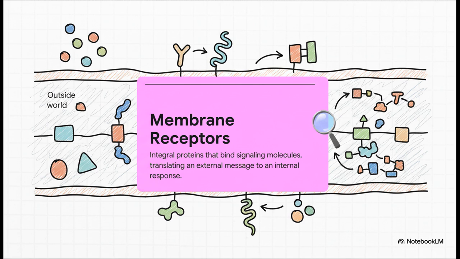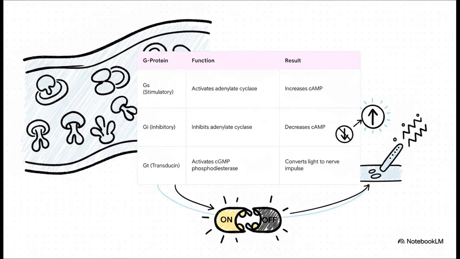When that key shows up and binds, boom, the receptor changes shape. That triggers a whole cascade of events inside the cell. They are, for all intents and purposes, the official translators between the outside world and the world inside. Now, a huge family of these receptors are linked to things called G proteins, which are basically molecular on-off switches.